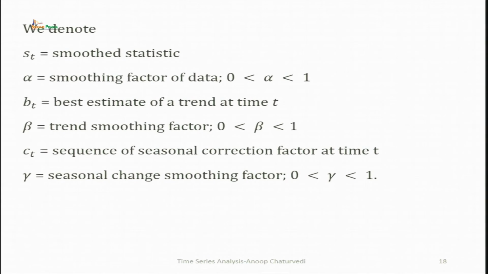Then S_t is the smoothed statistic, alpha is the smoothing factor of data, B_t is the best estimate of the trend at time t, beta is the trend smoothing factor. So, beta also lies between 0 and 1. C_t is the sequence of seasonal correction factor at time t, and gamma is the seasonal change smoothing factor. So, gamma also lies between 0 and 1.